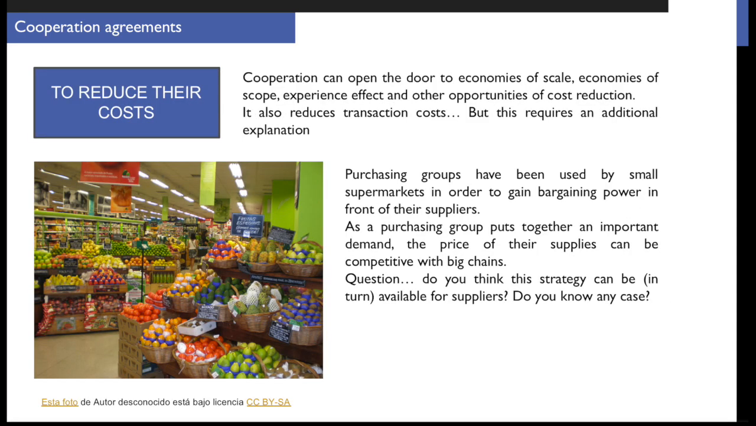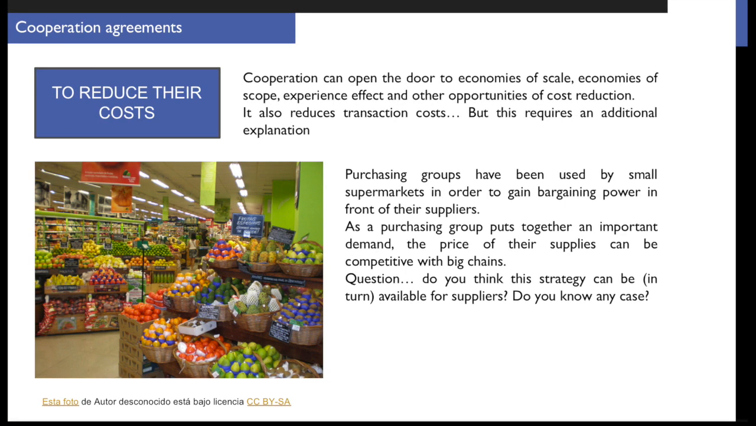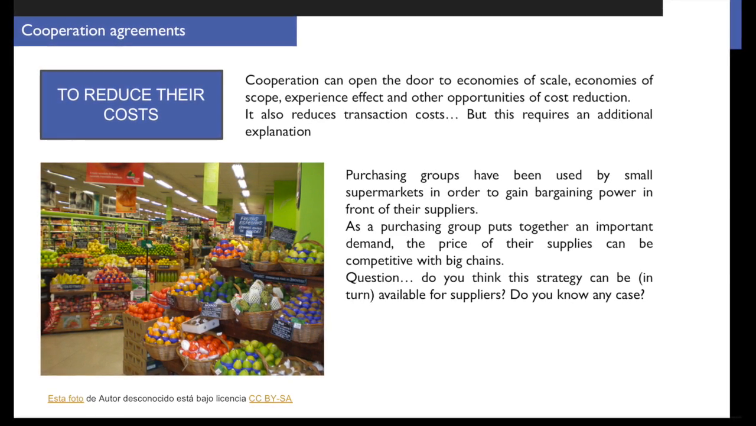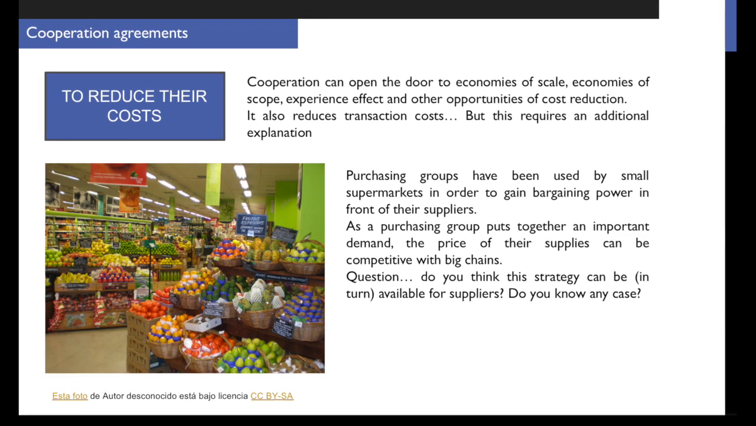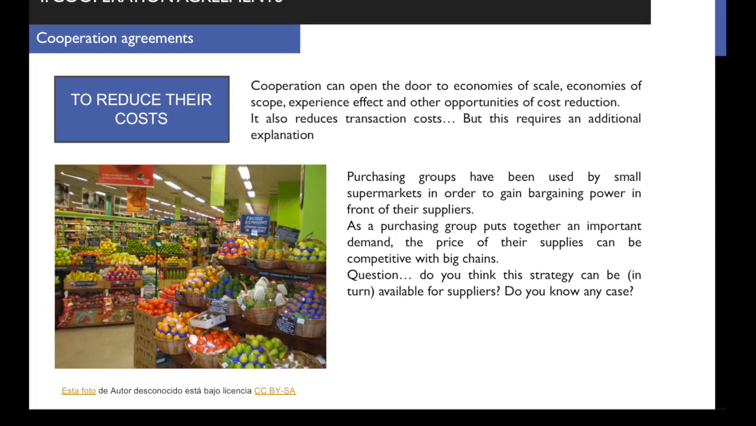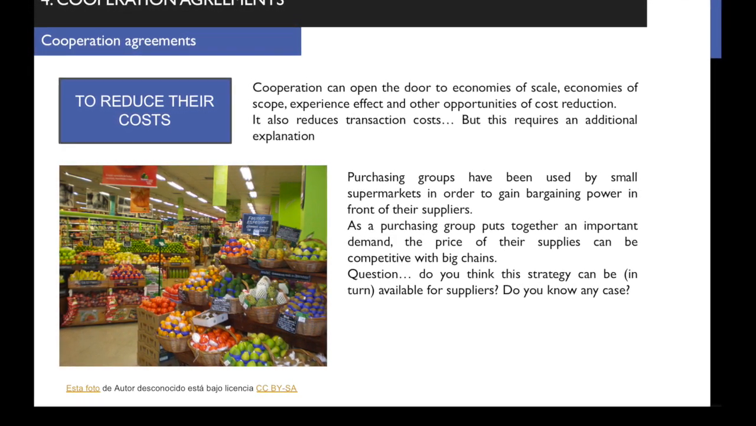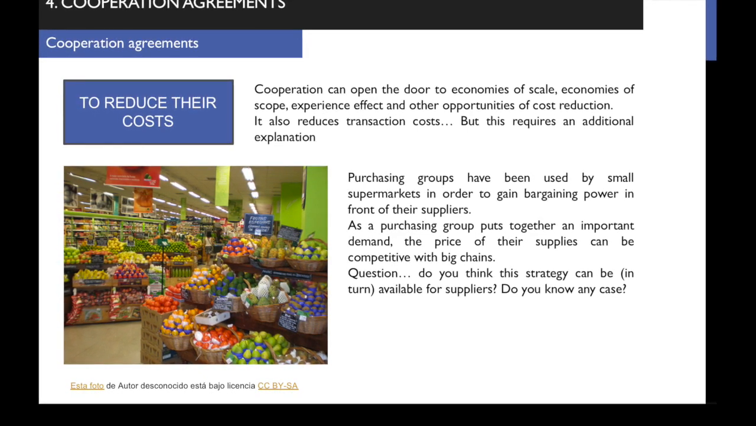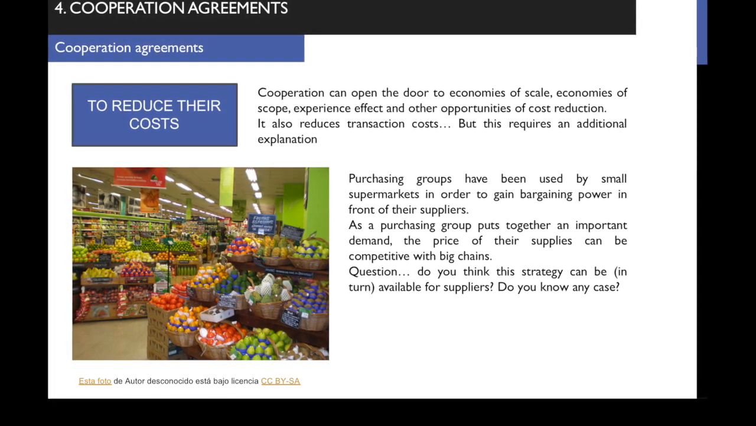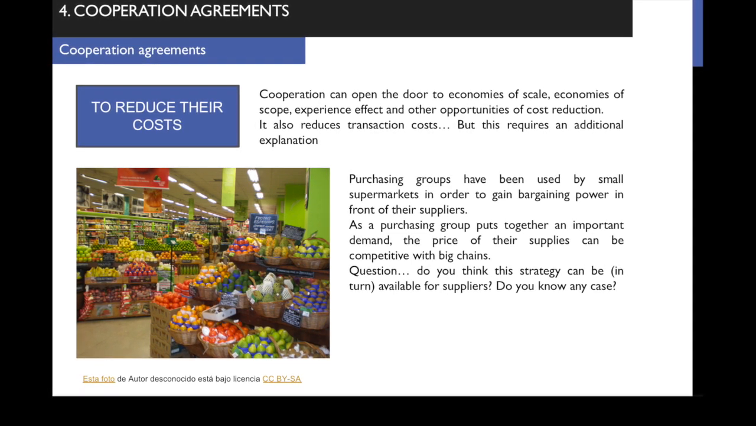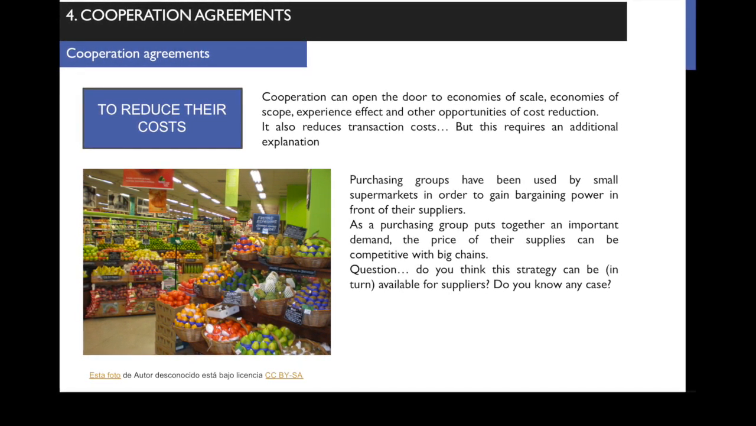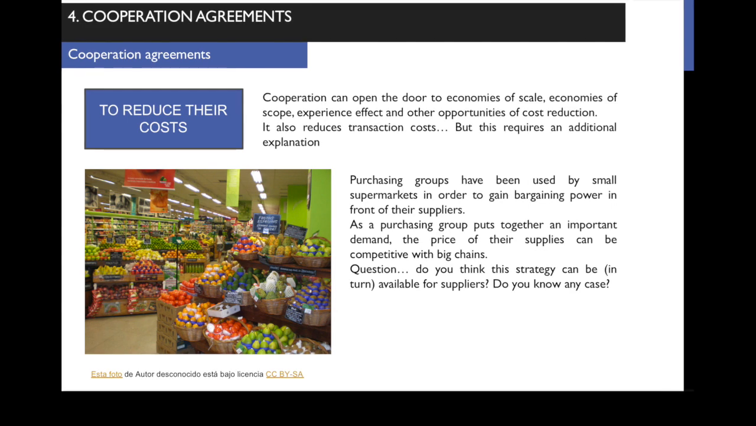To reduce the costs. Well, do you know purchasing groups? Purchasing groups sometimes are used by small supermarkets in order to cooperate with other small supermarkets to gain bargaining power in front of their suppliers, to buy all their supplies together. Okay? As a purchasing group puts together an important demand, then the price of the supplies can be reduced, can be competitive with big chains. On the other hand, maybe you are thinking, okay, this puts suppliers in a problem. But isn't this strategy also available for suppliers? What do you think? And do you know any case? I do. Check your reminders or search for it.